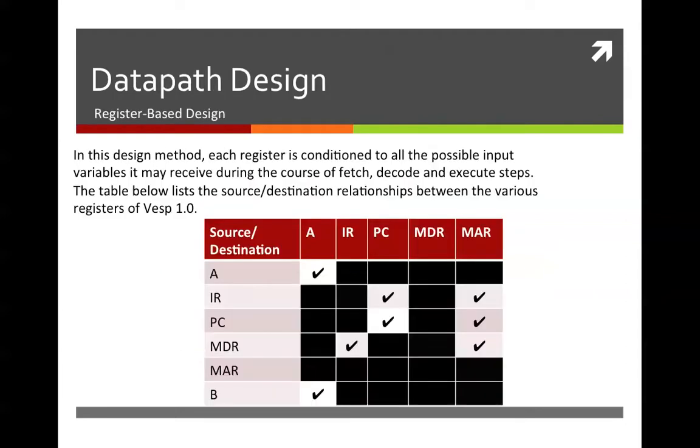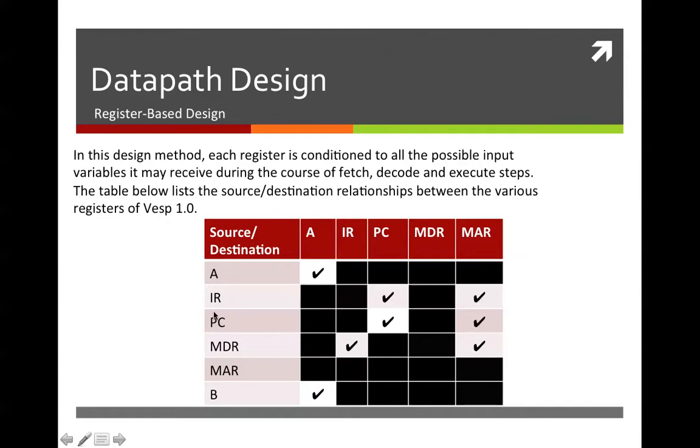Let's see if I can actually continue a little bit further here, and that by talking about data path design, we briefly covered what we would really have to do in order to get the A register design. So I'm going to go over that fairly quickly. But what I show here is this table where the check marks indicate the source-destination relationship between these registers that I've marked down here. For example, A feeds itself but doesn't feed anything else.